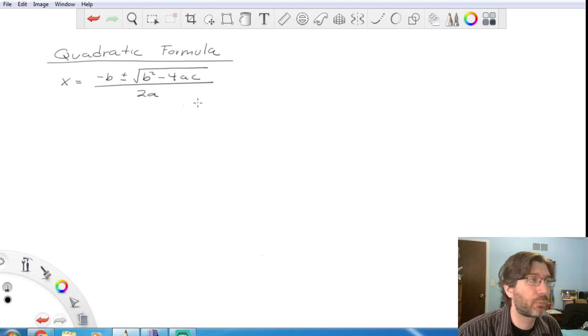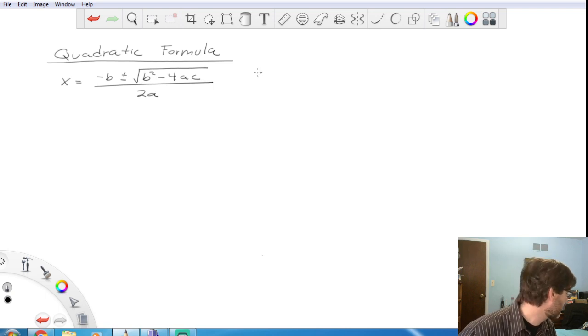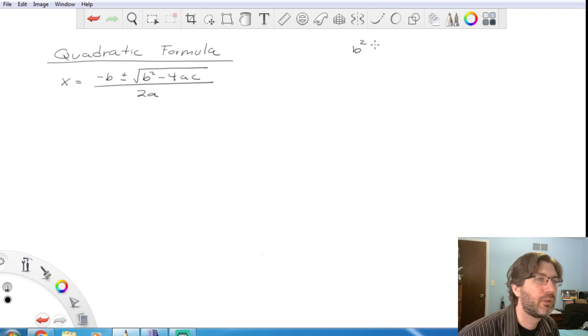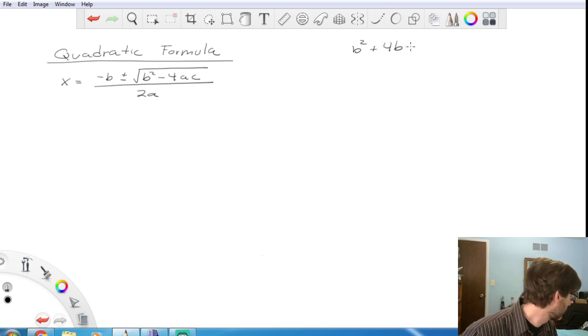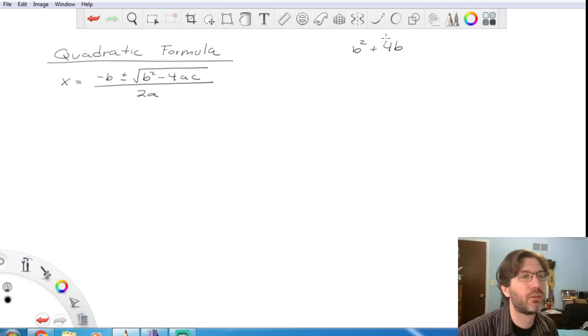But let's go ahead and do a problem with the quadratic formula. And then let's do that same problem again, only using the completing the square method to see how you get the same answers here. So what I'm actually going to look at is this problem here. I'm just going to pull it up. We got b squared plus 4b plus 1 equals 0, and I want to know what b equals.